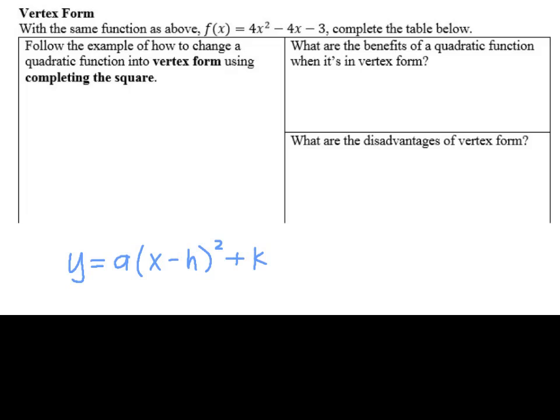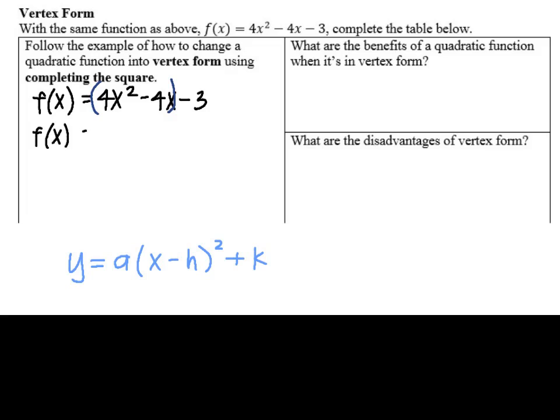So hopefully this looks somewhat familiar. In order to write your equation in vertex form, essentially what we're doing is going through the process of completing the square. So I'm going to go ahead and get started on this. You're given the equation f of x equals 4x squared minus 4x minus 3. And just like what we were doing when we were completing the square, what we're going to do first is group the variable terms together, and we're going to make sure that the leading coefficient is equal to 1, or we're going to factor out the leading coefficient.